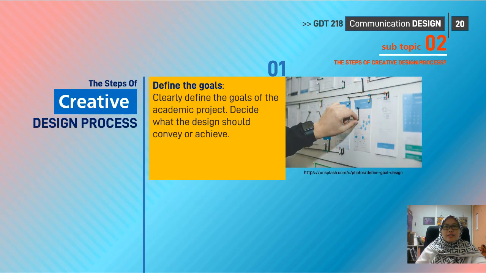The creative design method can be modified in an academic setting to meet the specific goals and requirements of academic projects. In the context of academia, the steps of the creative design process are as follows. First, define the goals. Clearly define the goals of the academic project. Decide what the design should convey or achieve.